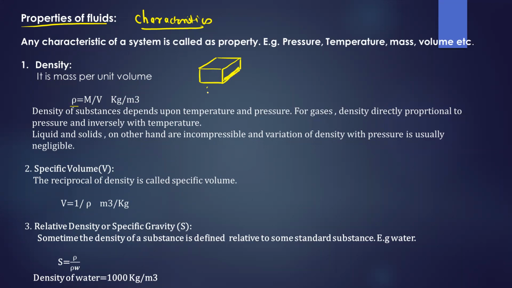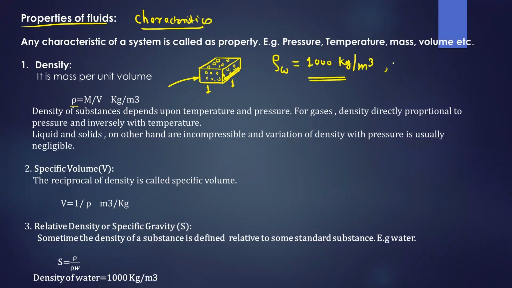So if you take 1 meter cube of a volume, and this is the fluid. Density will indicate how closely the fluid is packed in this volume. That is a 1 meter cube of volume. So for water, its density is 1000 kg per meter cube.